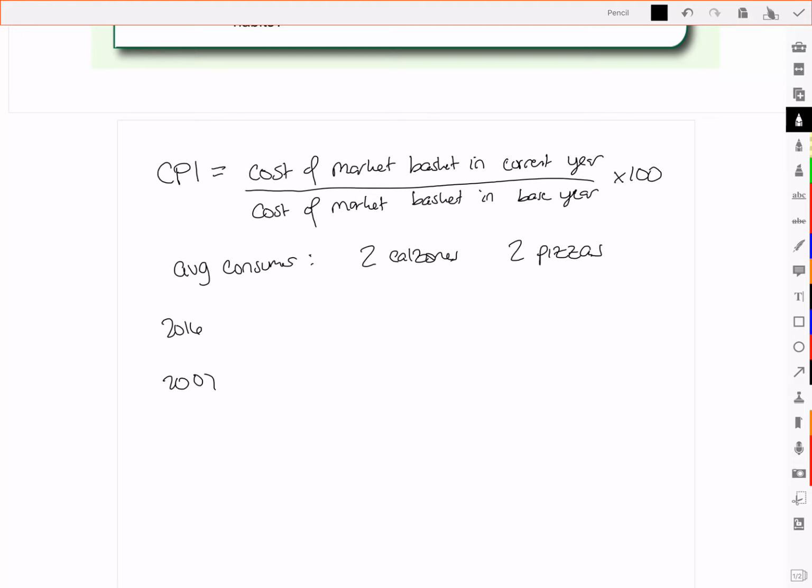Well, if we remember, let's think back here to the prices of pizzas and calzones. So in 2016, the pizza was $12 and the calzone was $6. In 2007, the calzone was $5, and the pizza was $10. So to find the cost of our market basket in the current year, we're going to take our 2 calzones times $6 a piece, plus our 2 pizzas times $12 a piece.